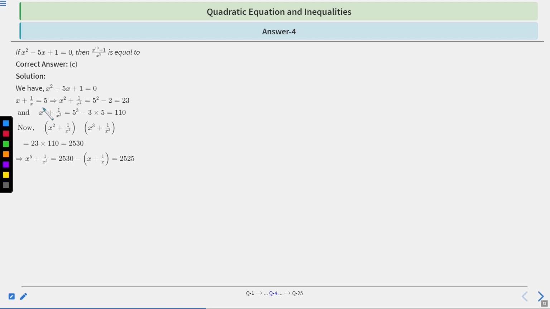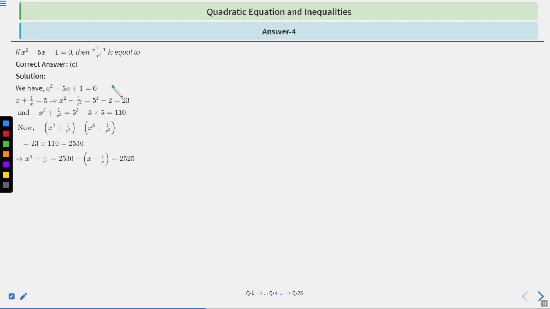so x plus 1 by x is equal to 5, right? After adjusting this, if we have to find x square plus 1 by x square, then it will be 5 square minus 2, which is 23. Right? We have squared both sides. Now x cube plus 1 by x cube is 5 cube minus 3 into 5, right? We have done power 3. Clear? So x cube plus 1 by x cube, we got 5 cube minus 3 into 5, which is 110.